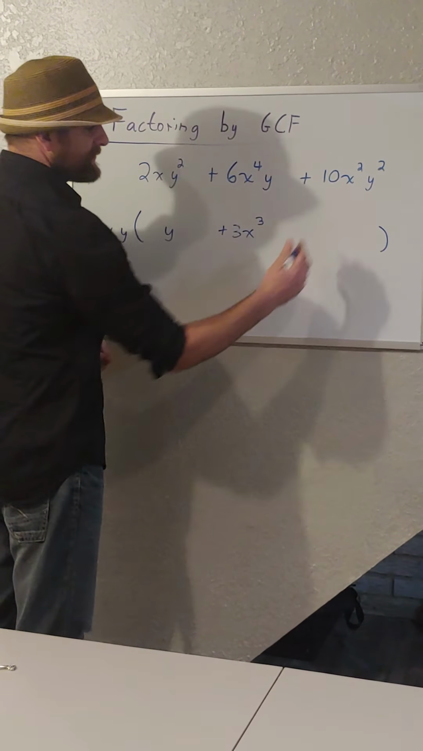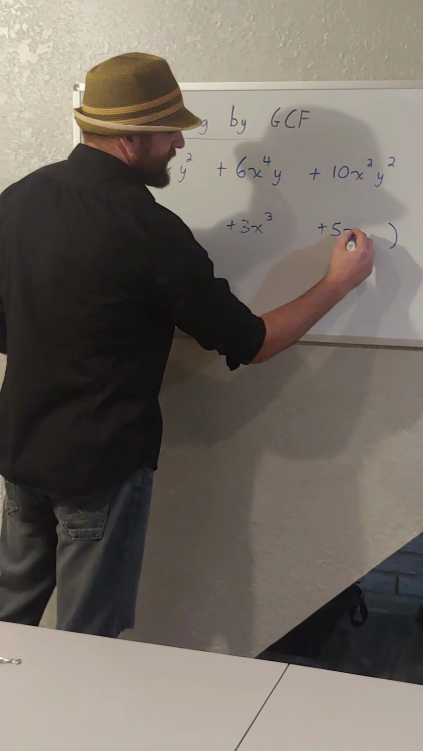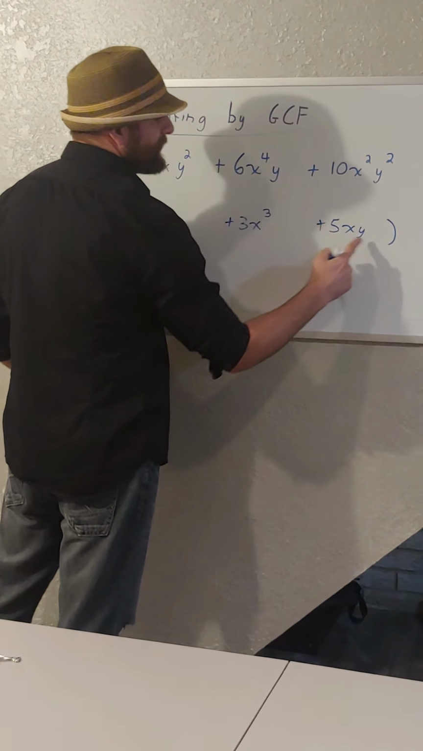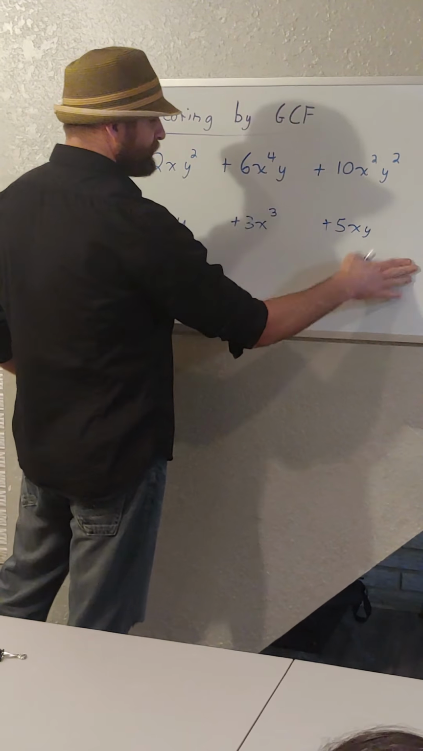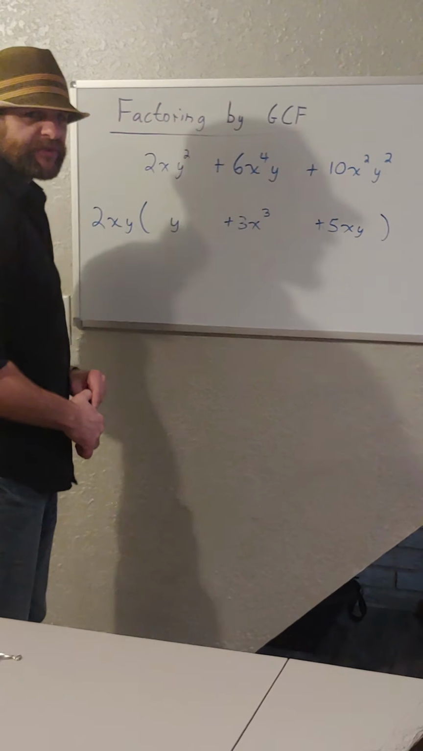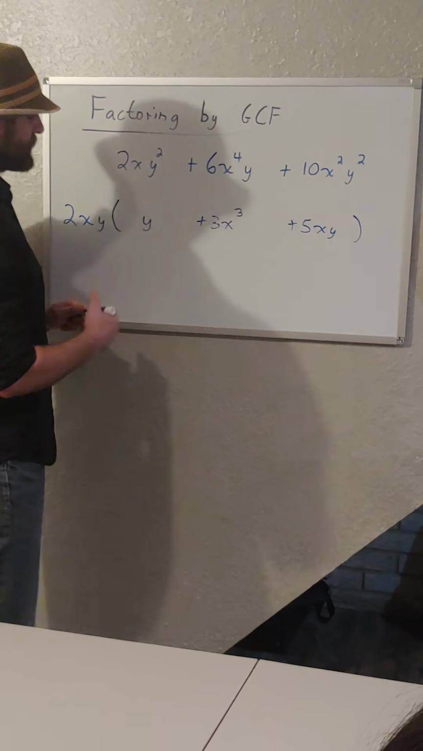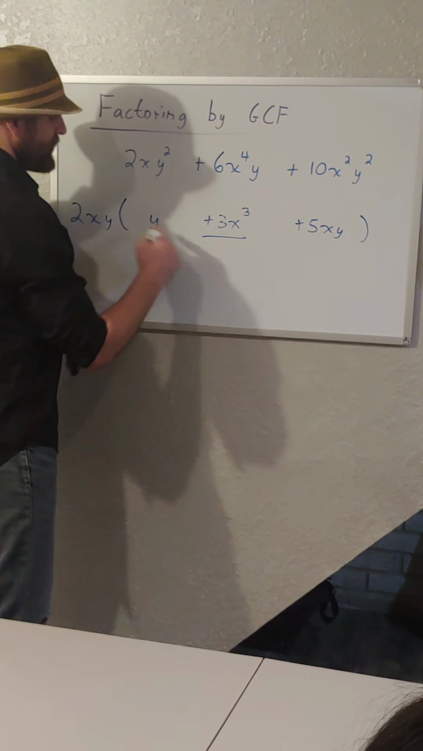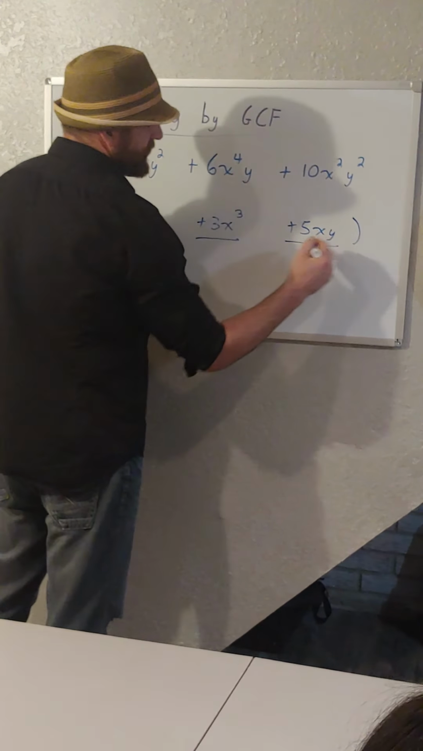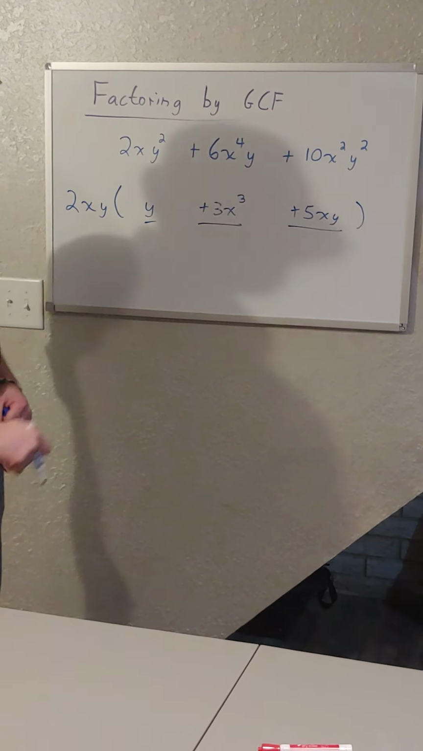2 goes into 10, positive 5 times. X times x will give you x to the second. Y times y will give you y to the second. And I would double check my work by doing the distributive property. This times this should give you that. This times this should give you that. And this times this should give you that. So that's factoring by GCF.